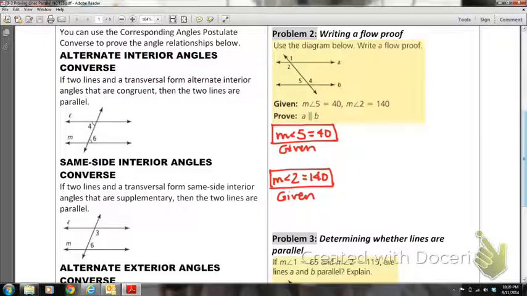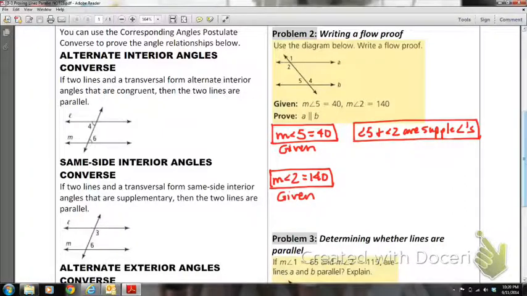So what else can we conclude? So what can we conclude from that given information? We know that 40 plus 140 is 180, so that means that those 2 angles are supplementary because the sum is 180. So we can conclude from that, the next statement would be that angle 5 and angle 2 are supplementary angles. So that's the statement we're making. We're going to put it in a box. The reason we can make that is because of the definition of supplementary angles.